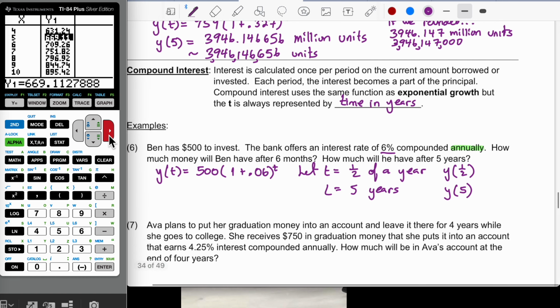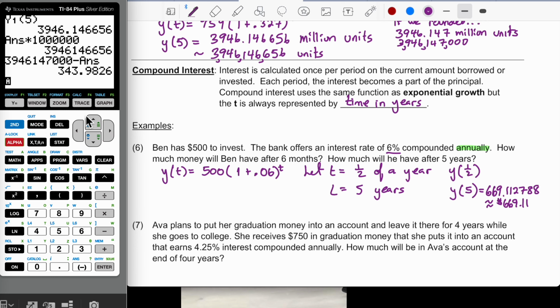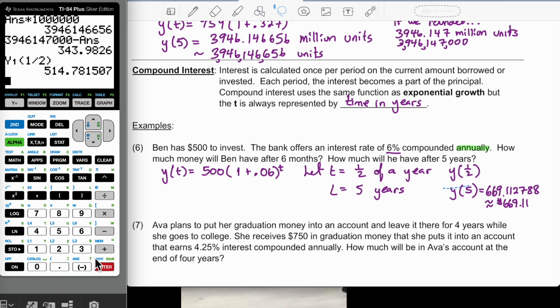So this would be 669.112788, which would round. They didn't tell us rounding instructions, so we'll just take it upon ourselves. We'll say $669.11. But I don't have the 1/2 here. So I'm going to quit out of here. I'm going to do the alpha trace. Alpha trace y1. I'm going to pop in the 1/2. So $514.